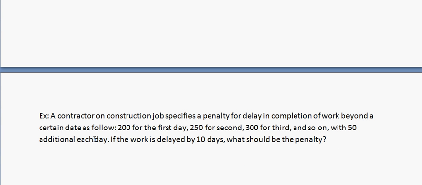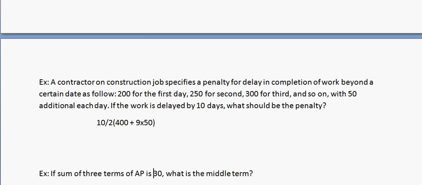So here was a question which was asked in CSAT, which was simply based on the sum of the series concept. It says that the penalty for the delay of the work is as follows: 200 for the first day, 250 for the second day, 300 for the third day and so on, with 50 additional each day. If the total work is delayed by 10 days, what is the penalty, right? So it would be n by 2 into 2A, which is 400, plus (n minus 1), which is 9, into D, right? So this would be the answer. Whatever the answer comes, you would take that answer, right? So this was a very simple method.